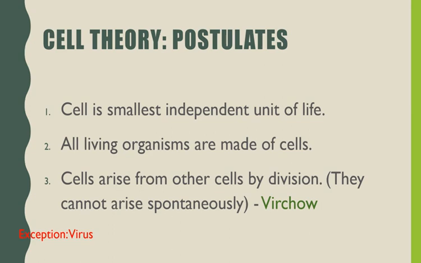The third point, which was given later on by Rudolf Virchow, is that cells arise from other cells by division, which means if you are given the ingredients, the various structures present in a cell or the various molecules present in a cell, you cannot create the cell de novo. De novo means in a new way. A new cell cannot be created by mixing all the ingredients together. A cell has to arise from a pre-existing cell after division.